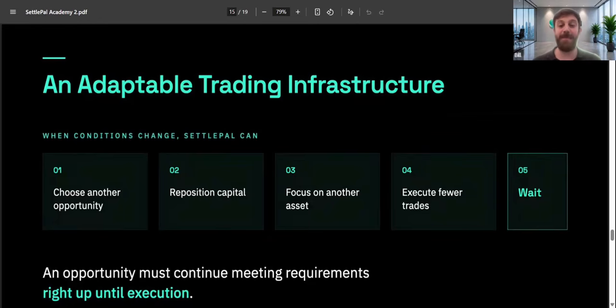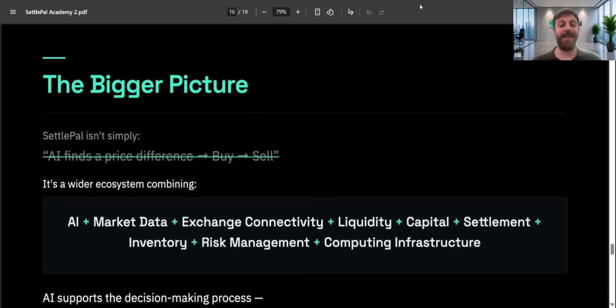That is why adaptability really matters. The goal is not to predict everything. The goal is to respond effectively when those conditions change. Strong trading infrastructure is built around that discipline, and it is very disciplined. So let's take a step back and look at that bigger picture, right?